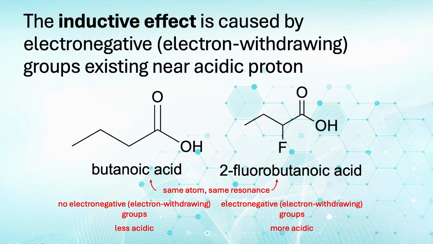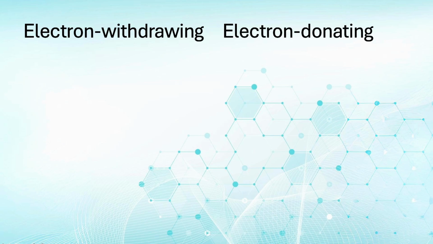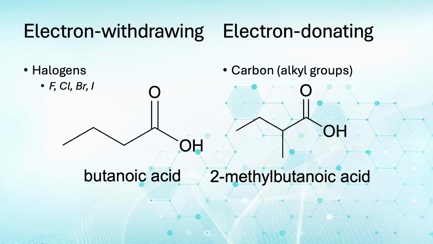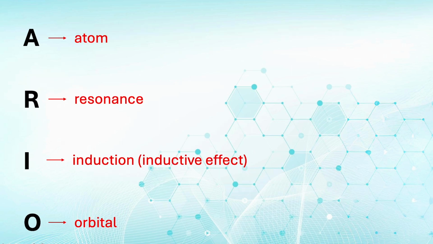However, it's important to point out that this rule exists for electron withdrawing groups only. Halogens are a great example of electron withdrawing groups. Carbons or alkyl chains are electron donating. If we were to replace the fluorine from the previous example with a methyl group, the acidity would decrease below the molecule on the left. The last letter, O, stands for orbital.